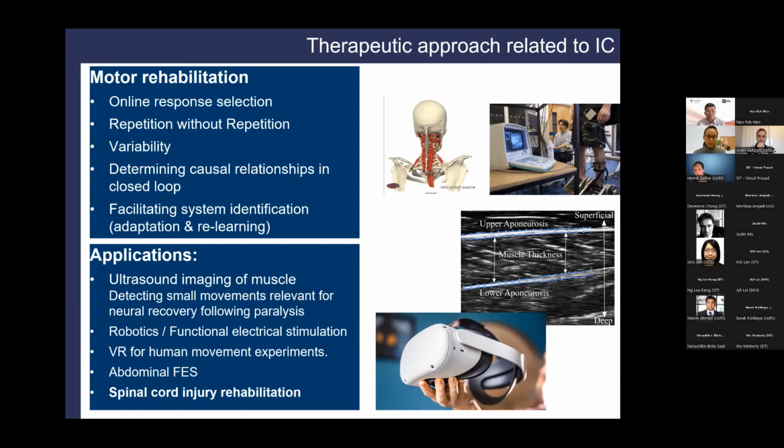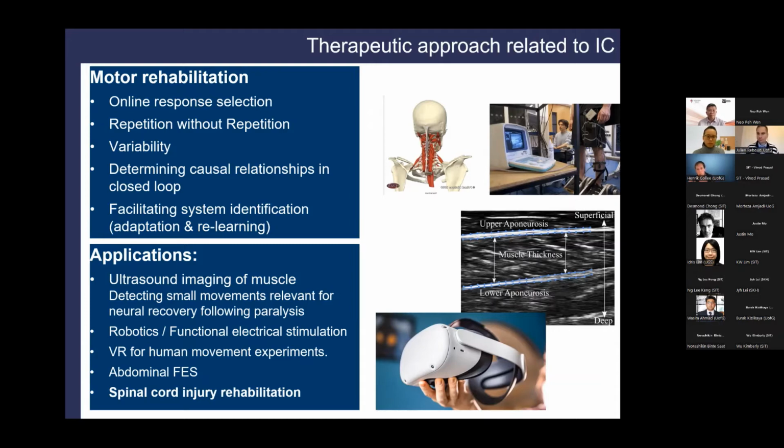I think that's one of the key aspects in rehabilitation: we want to develop rehabilitation systems which don't necessarily just repeat the same movement, but which vary the movement, which vary the task, and therefore lead to what we observe in natural learning or relearning. So we introduce variability here.